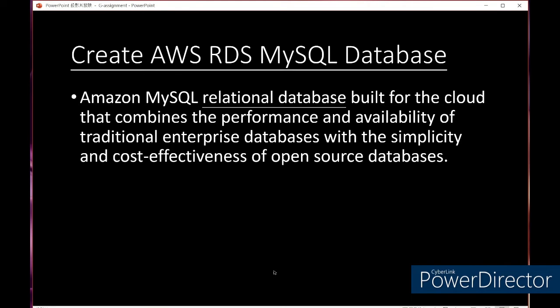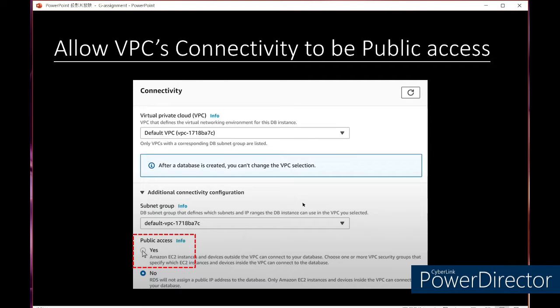Okay, the next page is where we will create the AWS RDS MySQL database. We can set up a MySQL relational database in the cloud, with a high performance availability setup for general enterprise databases, or a cost-effective open source database. So let's move to the next page. The most important thing here is to allow the VPC to be connected to public access. So in the connectivity section, we will select public access.